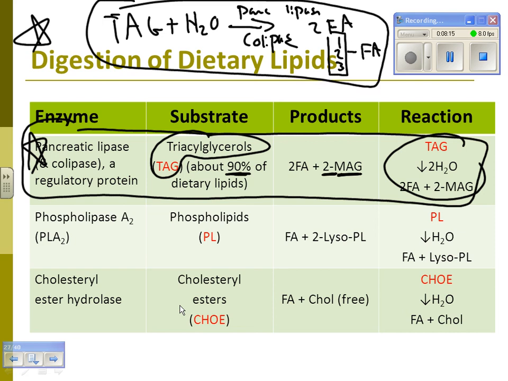If it's asked what the most common product of digesting dietary lipids is, it's fatty acids. It's found in all of them.